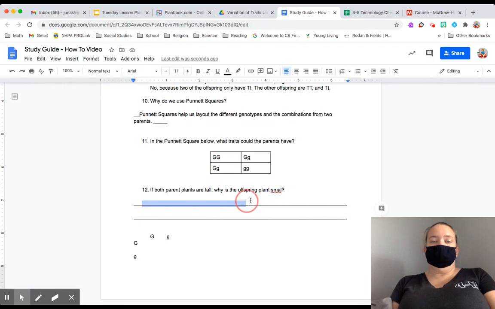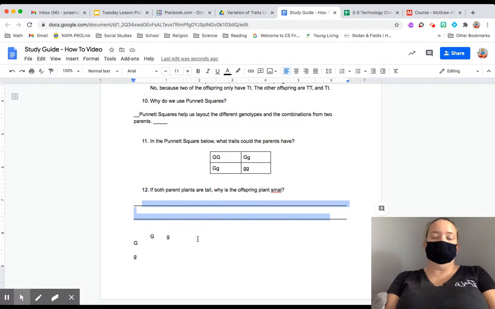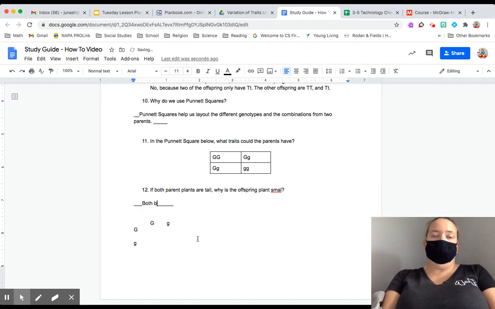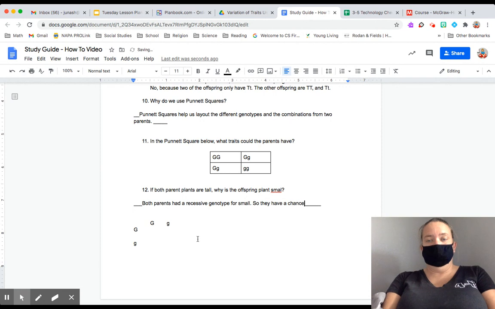Answering the question for number 12, if both parent plants are tall, which they are, we can see they have the dominant big G. Why is the offspring plant small? I would answer that both parents had a recessive genotype for small, so they have a chance that one of their offspring could be small.